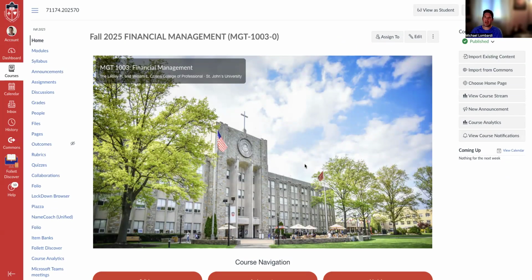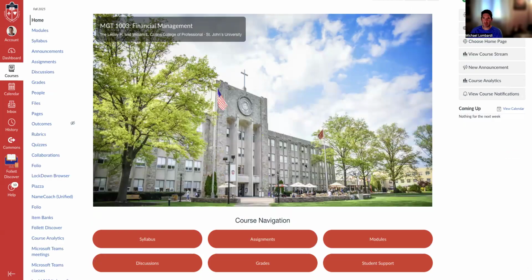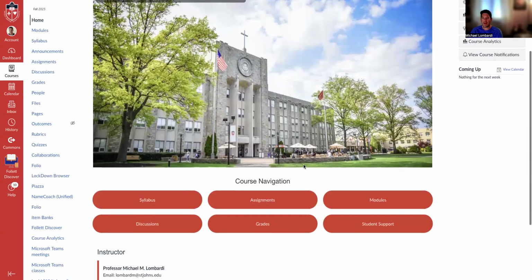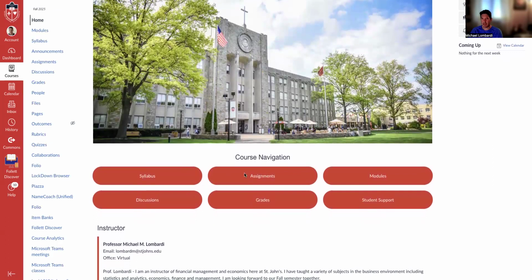So this is the main page, and all of your classes are going to look like this now. St. John's has put in a universal homepage, and we see these radio buttons right here. The syllabus will take us to whatever assignments are coming up with the calendar. The assignments are the assignments themselves.